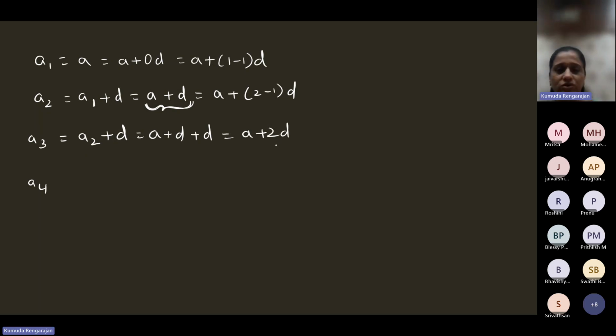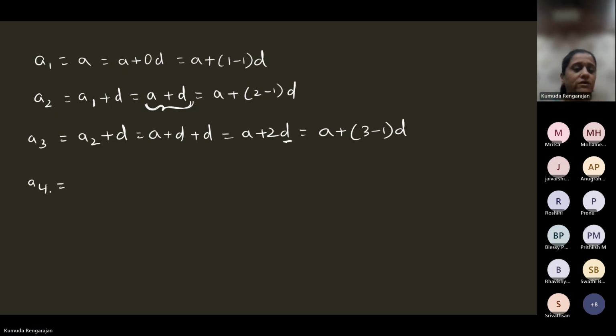A3 is A plus 2D. Now this 2 can be written as 3 minus 1, into D. See this D. 2 is written as 3 minus 1. So A1 is A plus 1 minus 1 into D. A2 is A plus 2 minus 1 into D. And A3 is A plus 3 minus 1 into D.